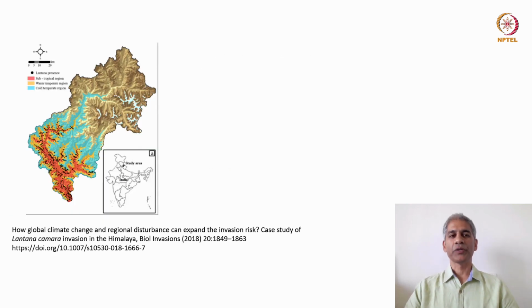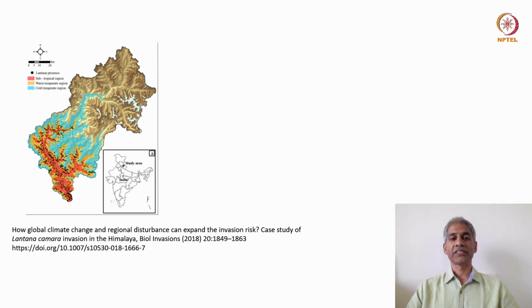The other study that we are looking at is of the spread of invasive species. And this report looked at the spread of Lantana camara in the Himalaya, specifically at a particular place in Uttarakhand. So shown on the map are the different regions. There's the subtropical region, which is marked in pink. And then you have the temperate regions, both warm, which are shown in yellow, and cold, which are shown in blue. And the black dots mark the presence of Lantana in this geographical region.